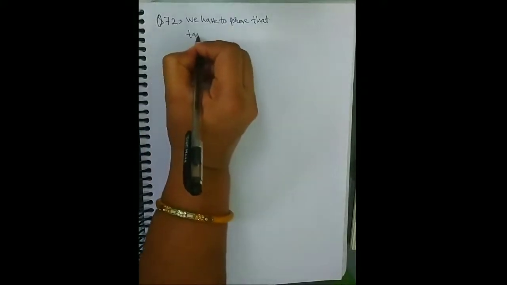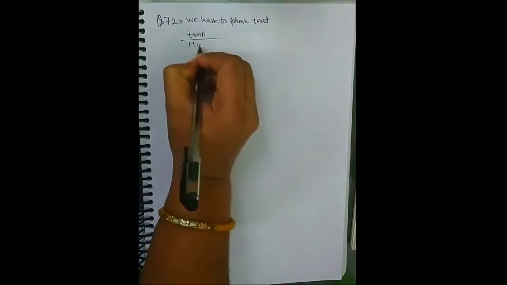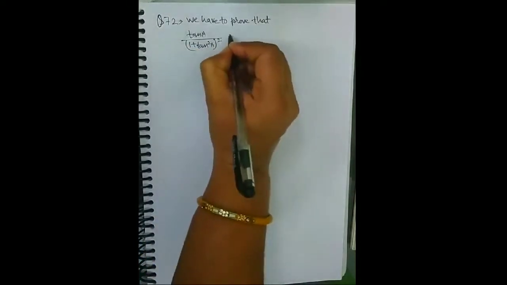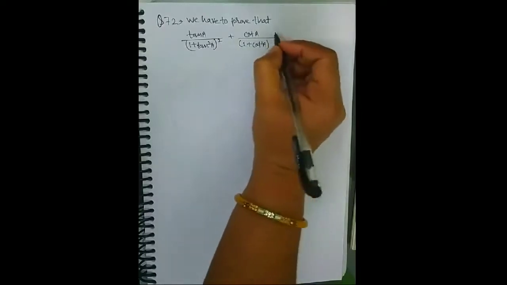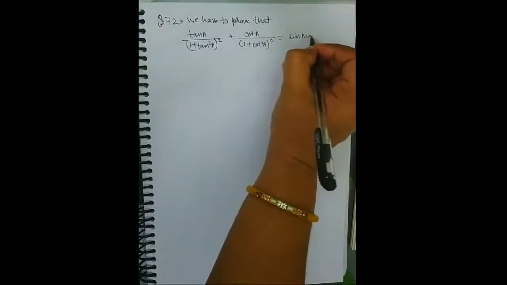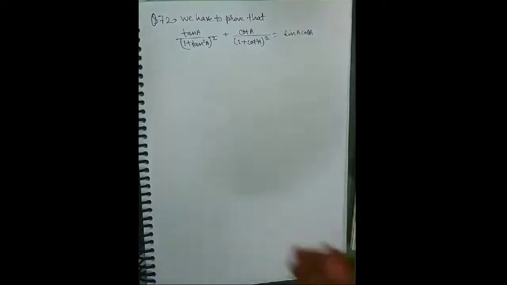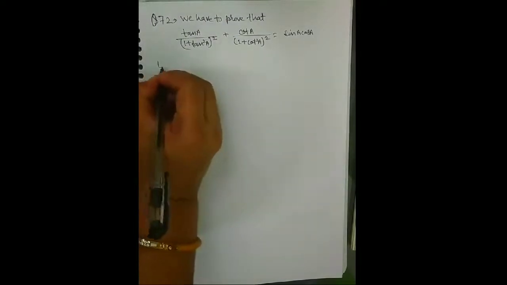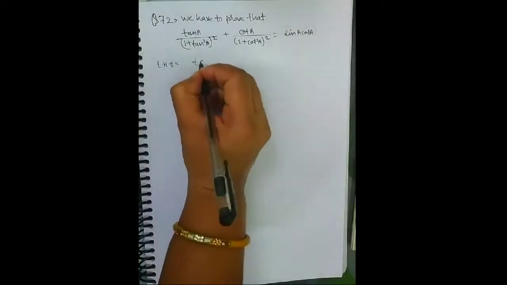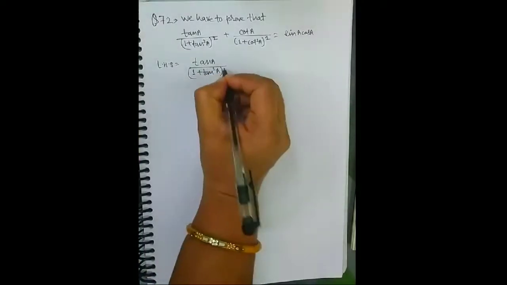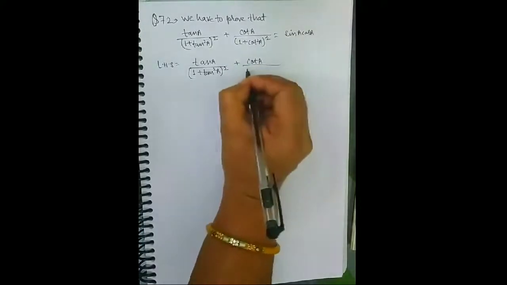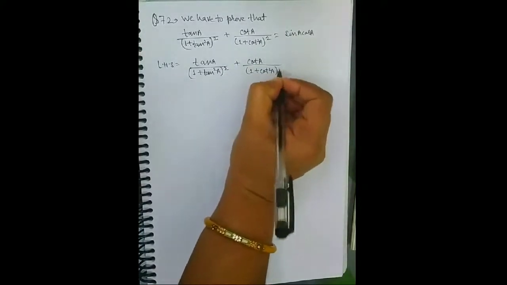We have to prove that tan A upon 1 plus tan square A whole square plus cot A upon 1 plus cot square A whole square equal to sin A into cos A. We take LHS equal to tan A upon 1 plus tan square A whole square plus cot A upon 1 plus cot square A whole square.